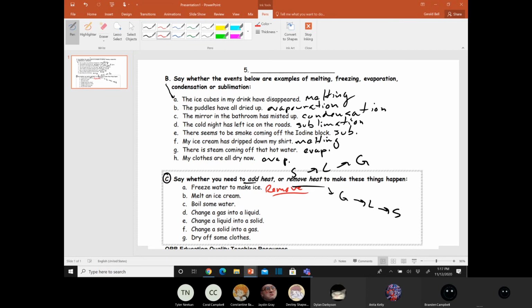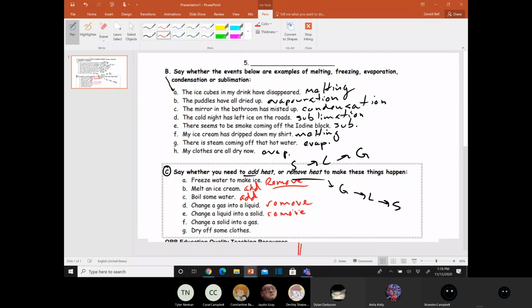B, melt an ice cream. Well, that sounds like you're adding heat. And C, boil some water, also sounds like adding heat. Change gas into a liquid. Gas to liquid, you need to remove heat. Change a liquid into a solid. Once again, you are removing the heat. And I think the last two are both adding heat. Change a solid to a gas, you need to add heat, and dry off some clothes. Those are both adding heat.